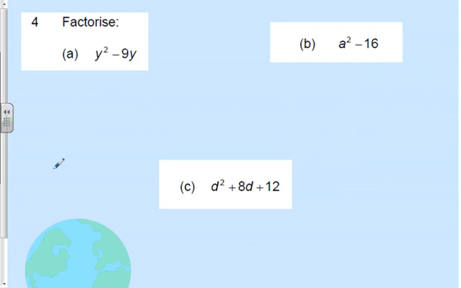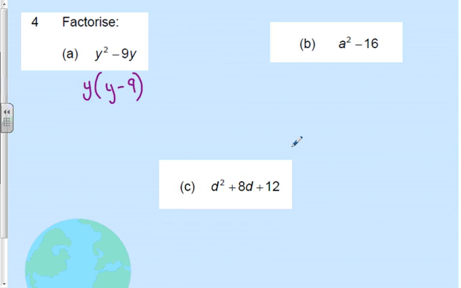Moving on, we are factorizing now. Our first question, y squared minus 9y. We always look for a common factor first. Common to both terms there is y, so we can take a y outside the bracket. Inside the bracket we'll be left with y minus 9. Can't take that any further, so we move on.